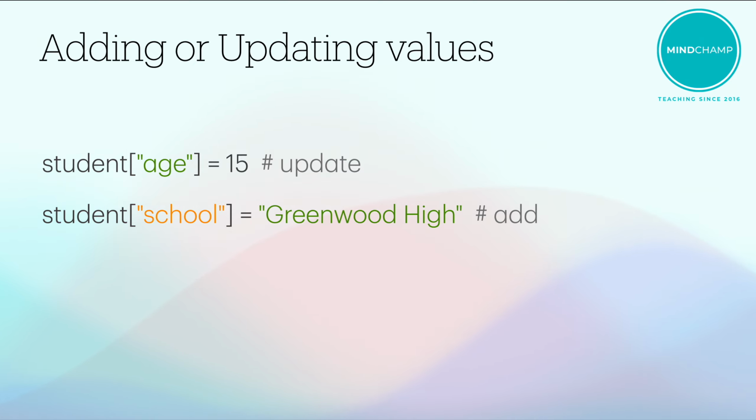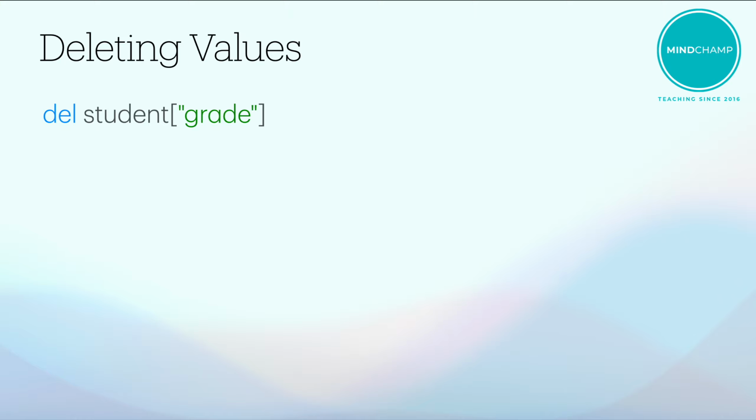You can update a value by using its key, or add a new one by assigning a new key value pair. This is how you do that. What if you want to remove something? Use the del keyword with the key you want to delete.